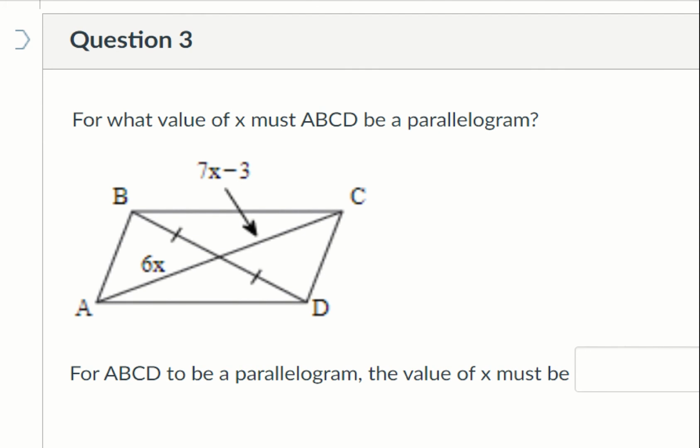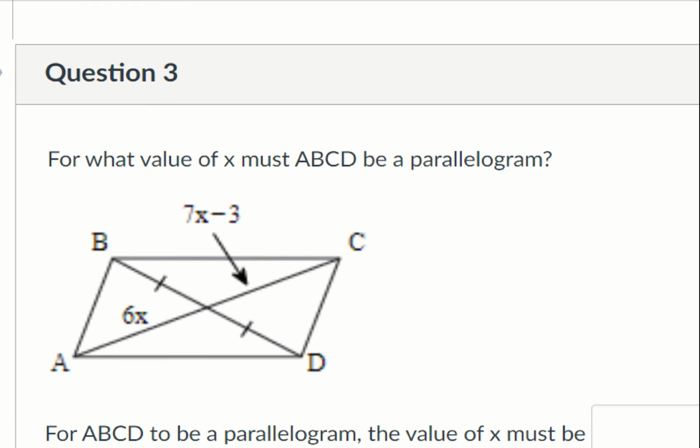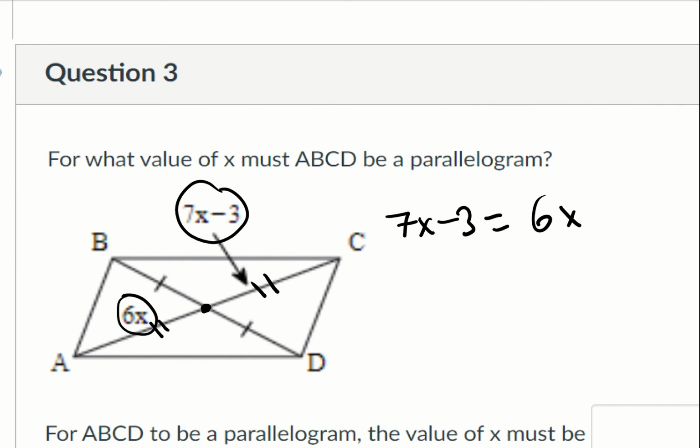We got, for what value of x must ABCD be a parallelogram? So this is a property of parallelograms as it relates to the diagonals. So in a parallelogram, when you have intersecting diagonals, it cuts the diagonals in half. So they'll meet at a point, which you can call the midpoint of the diagonal, which cuts the diagonal in half. And so since we know that this left side is 6x, and this right side is 7x, we know that they have to be equal to each other for a parallelogram. So we're going to set them equal, and we can solve this.